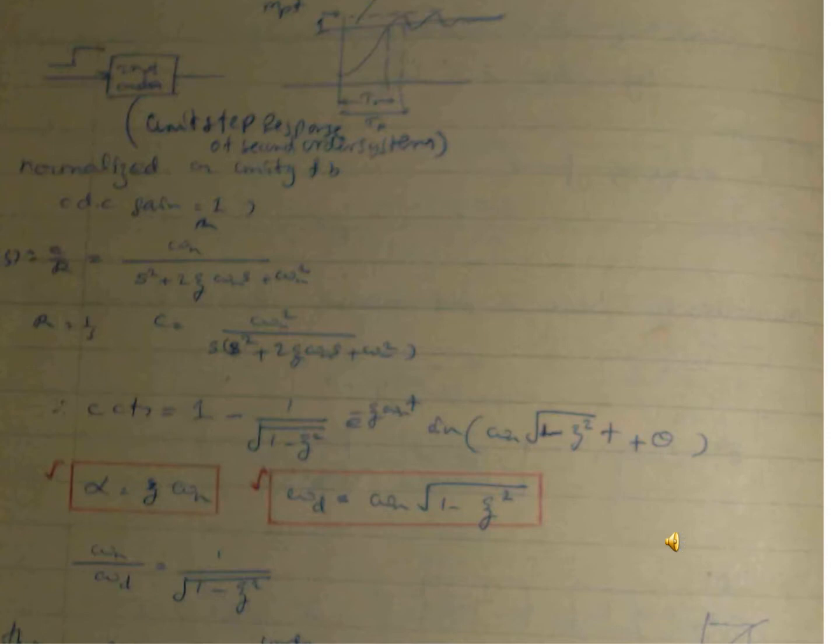So in this case, alpha is equal to zeta omega n, and omega d is equal to omega n multiplied by the square root of 1 minus zeta squared. So the omega n by omega d ratio is equal to 1 divided by the square root of 1 minus zeta squared. So those are the time domain equations for the transfer function and the frequency.